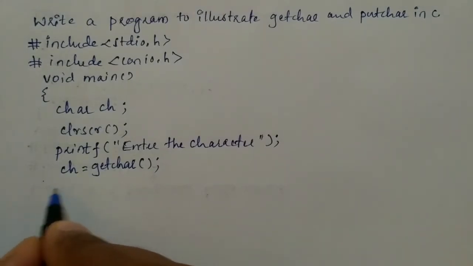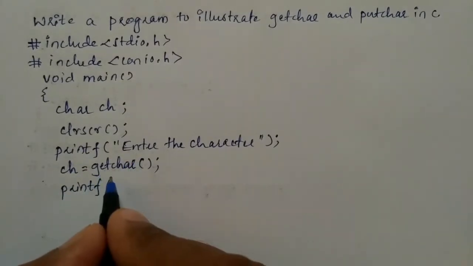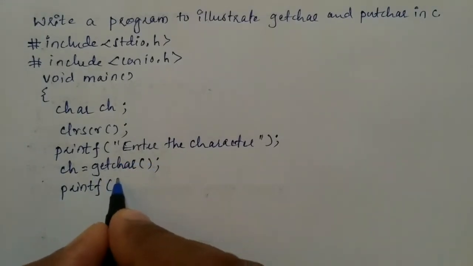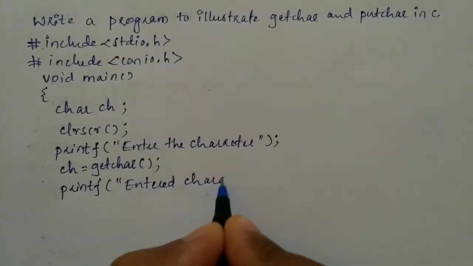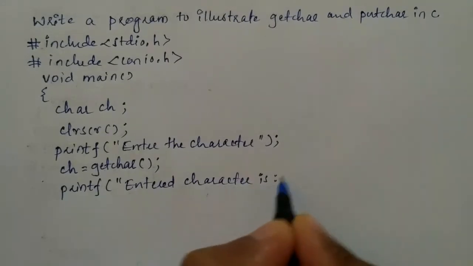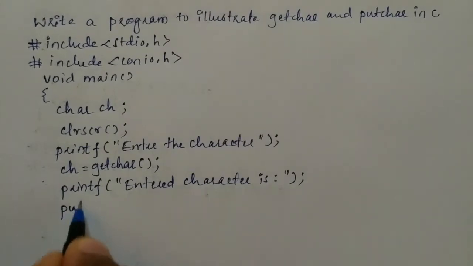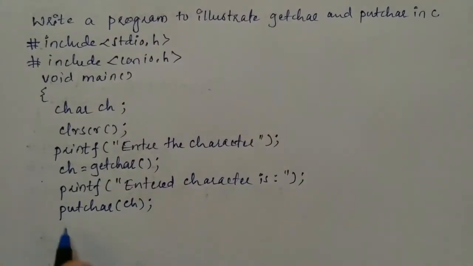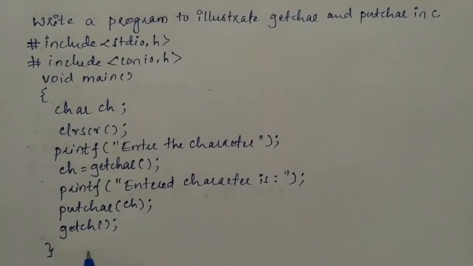Now we are going to write printf. I want to print the same inputted character onto the monitor using the putchar function. So for that, I'm going to write "Entered character is" in double quotation marks, put semicolon, and then we'll use the putchar function, which is going to print the character which is taken as input. Next we are going to write the getch function and then the curly closing brace.